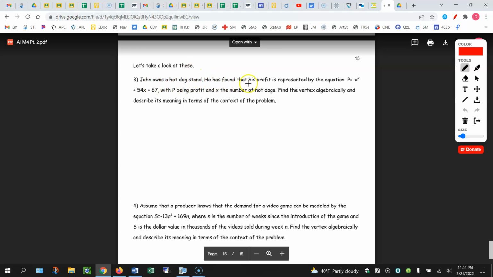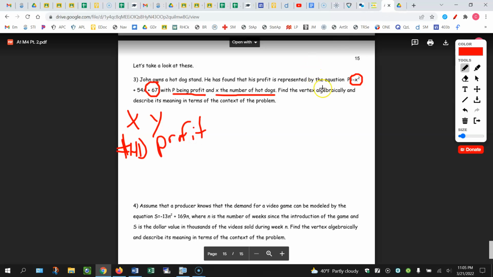This guy owns a hot dog stand. He finds out that his profit is represented by this equation. It's x squared. A couple things. It's concave down because of the negative. The y-intercept is 67. P is the profit. X is the number of hot dogs. So in terms of x and y, this is the number of hot dogs, and this is the profit.